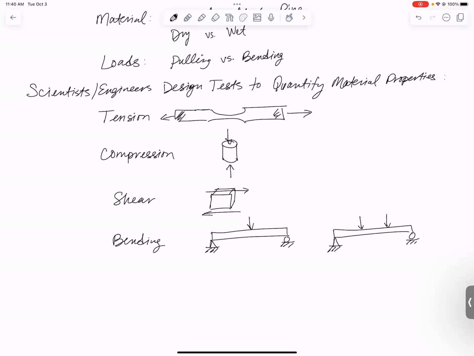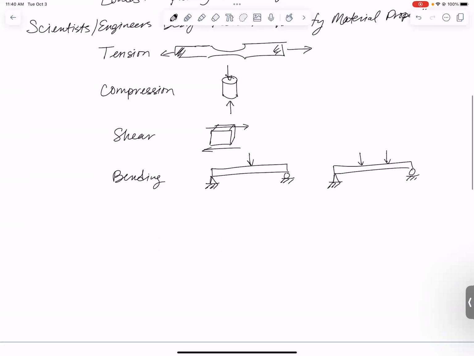All right, so we have a lot of different kinds of tests that we might do. Let's talk a little bit about that tensile test. What would happen if I run the tensile test? Consider that simple tensile test.